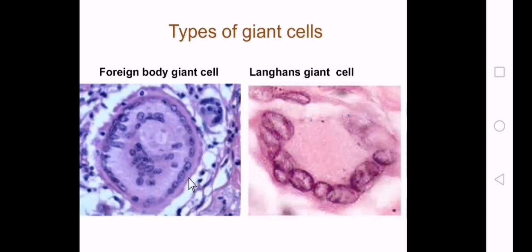We come to the slides of granulomas. This is a reminder of the types of giant cells. The peripheral C arrangement is a Langerhans giant cell, and the haphazard arrangement is a foreign body giant cell.